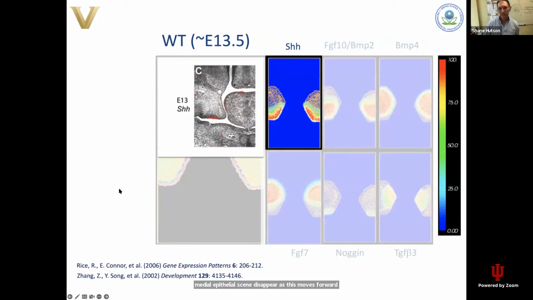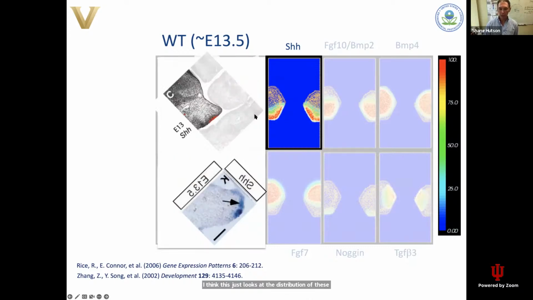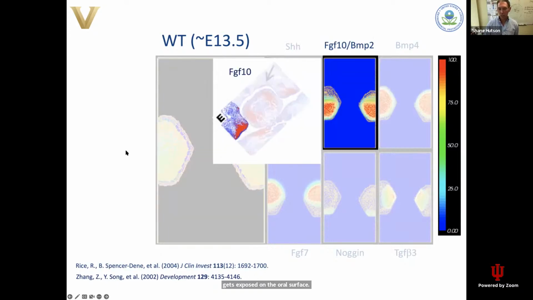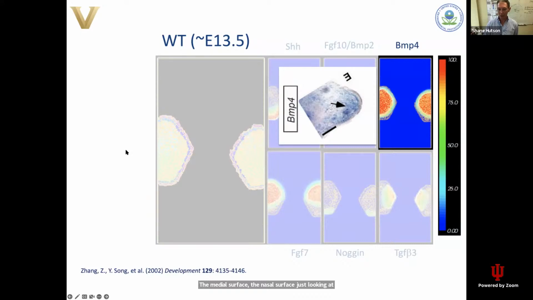I think this just looks at the distribution of these, compares to experiment, and we get a pretty good matchup, we'll rotate things, between what gets exposed on the oral surface, the medial surface, the nasal surface, just looking at each one of these and comparing to what's known about experiments.